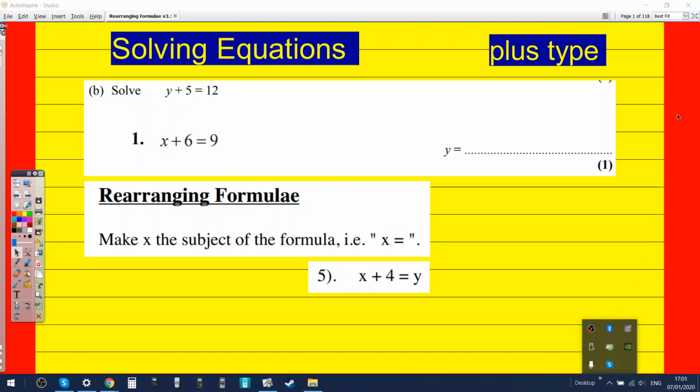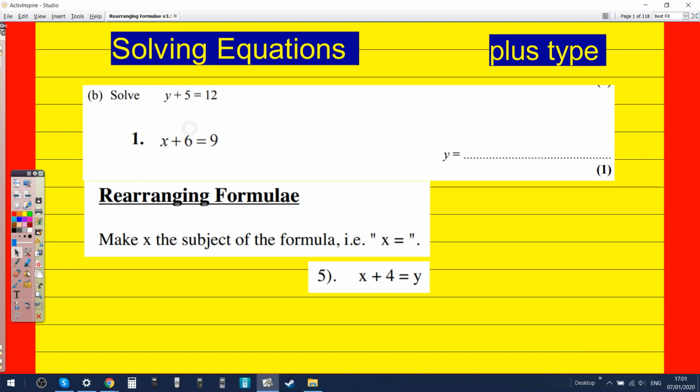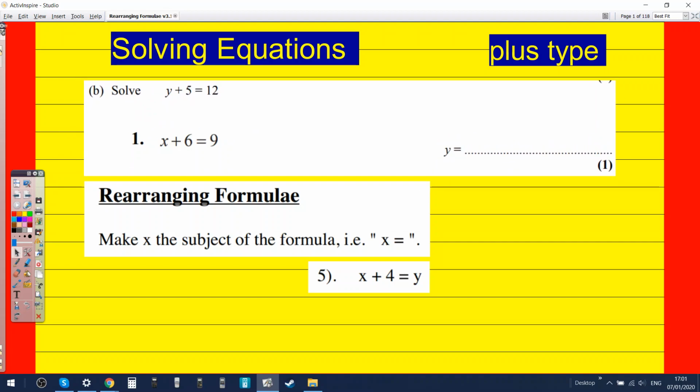X plus 6. Y is 3. No, can't be. Y is 8. And how do you get 8? You do inverse. Yeah, what's that? So 5 minus 12. And what is 12 minus 5?